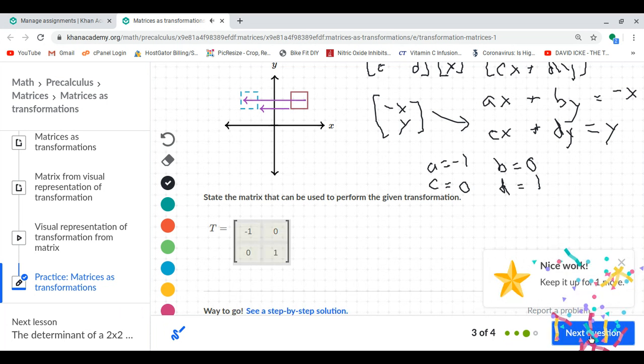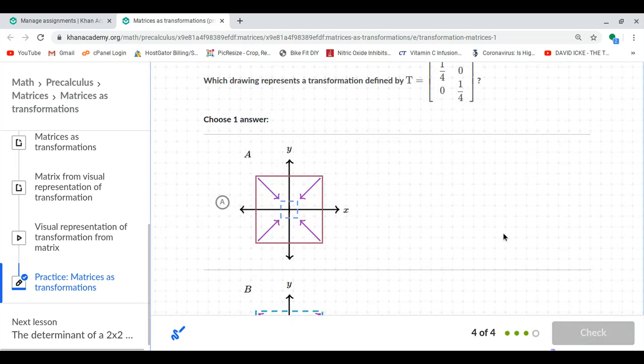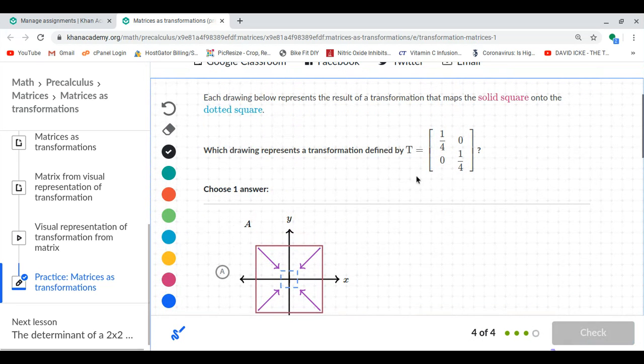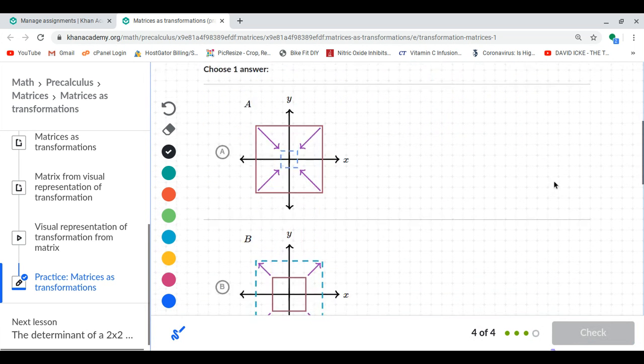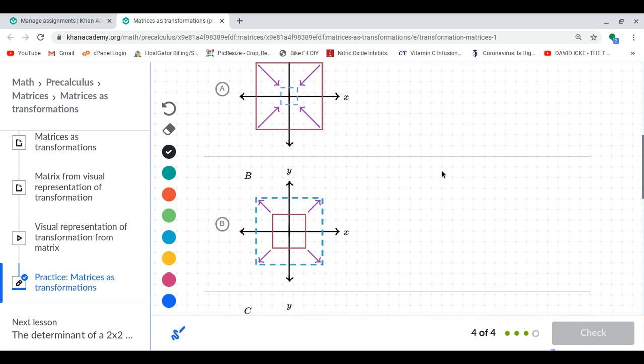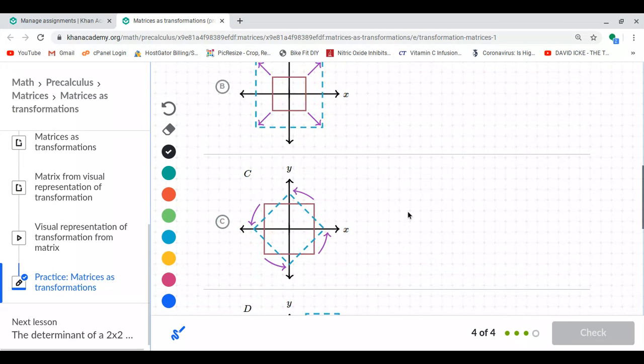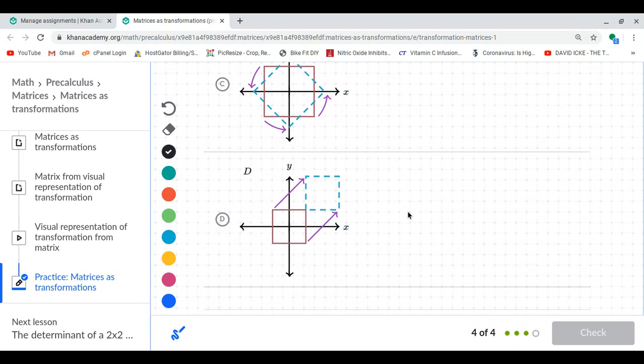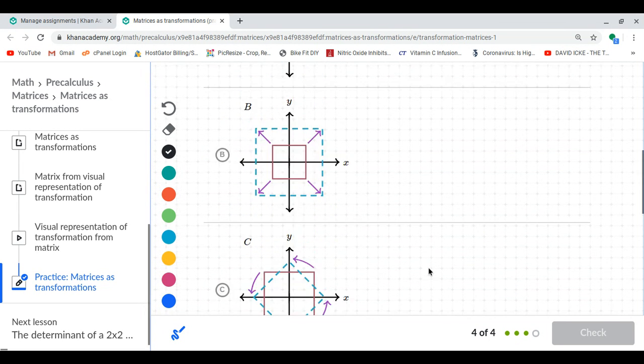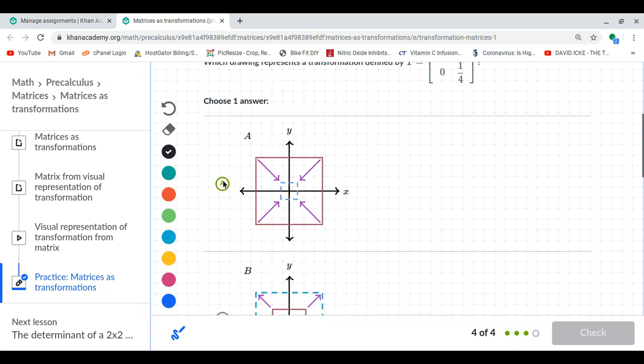Okay, let's check it. All right, we're doing good. Last question. Each drawing represents a transformation from the solid square to the dotted square. Okay, this is a dilation, general form of dilation. We're dilating it by a factor of 1/4, so it's getting smaller. So it looks like A. Let's just check. B is getting larger. That's not going to work. C is a rotation. That's not going to work. And D is actually a translation. So that's not going to work. So we're going to look for A.